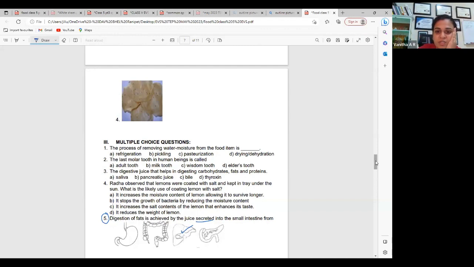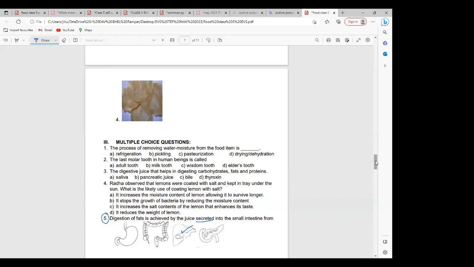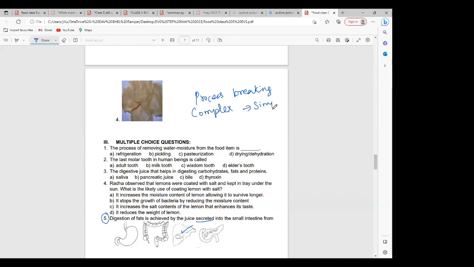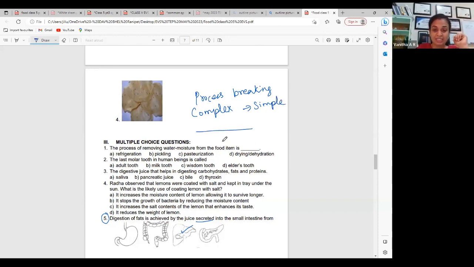Digestion. And one more thing for digestion, I remember this question being asked in one of this year's papers. The question is: the process of breaking down complex substances into simple ones is dash. Teachers, digestion.